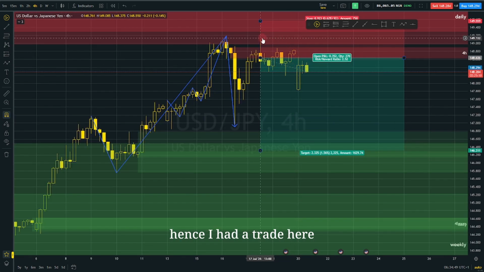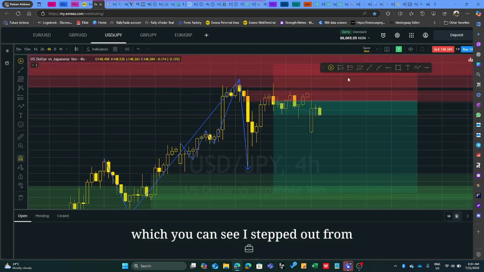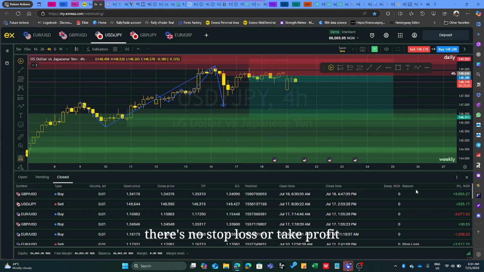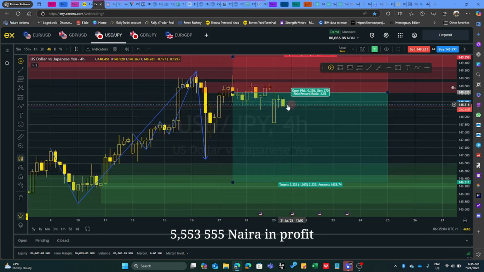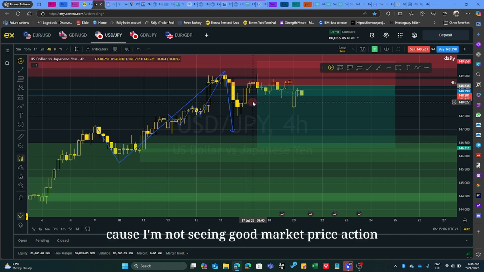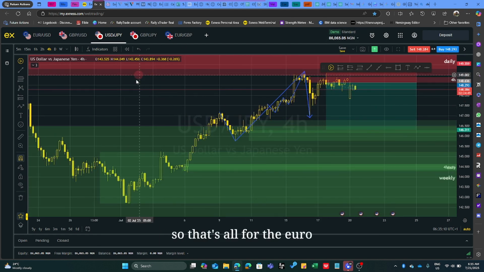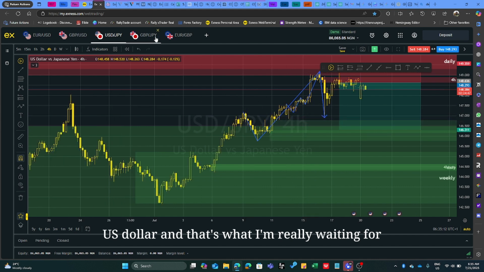Hence, I had a trade here, which you can see I stepped out from. Also, you can see there's no stop loss or take profit. I just stepped out of these two trades. 555 naira in profit. So I just stepped out of those trades because I'm not seeing good market price action. So that's all for the Euro US dollar, and that's what I'm really waiting for.